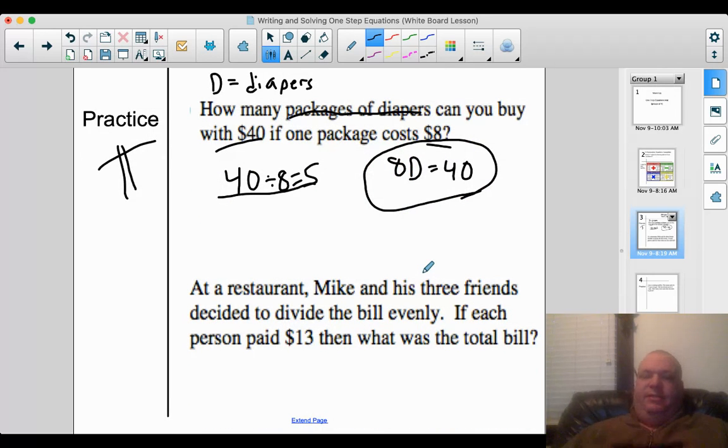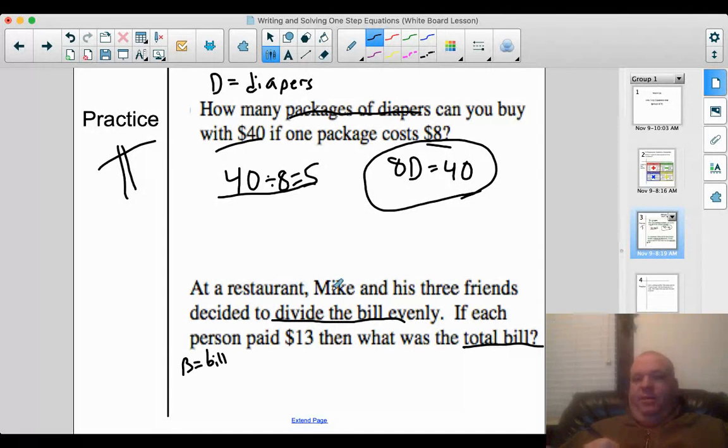All right, let's look at another one. At a restaurant, Mike and his three friends decide to divide the bill evenly. That tells you division. If each person paid $13, what was the total bill? So the total bill is the thing that I don't know. Like before, I want to start by defining my variable. So I'm going to say B is the bill.